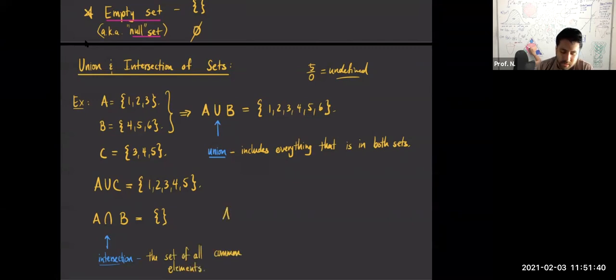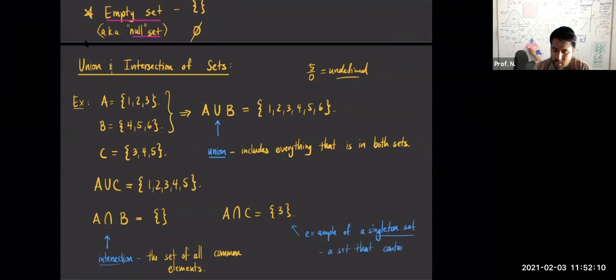And then when you ask, what is the intersection of A and C? You can say, the only thing that's common is 3. So this is called the set 3. And this is an example of what's called a singleton set. The sets that have only one thing in them are called singleton sets. It's a set that contains only one element.